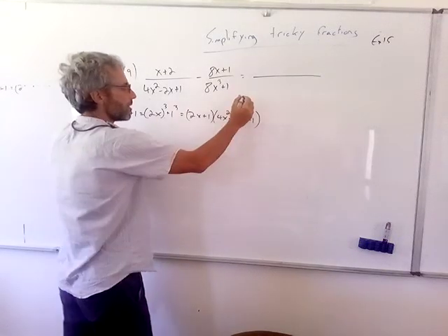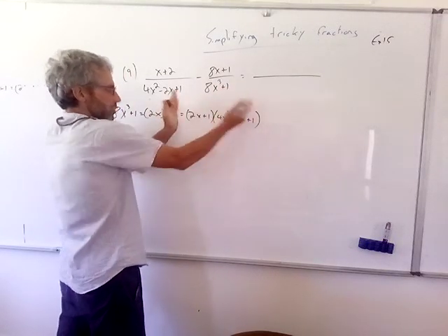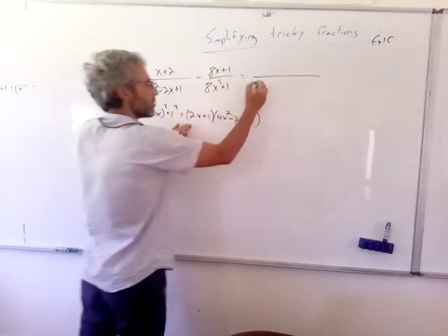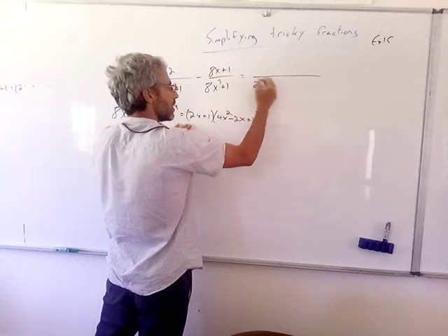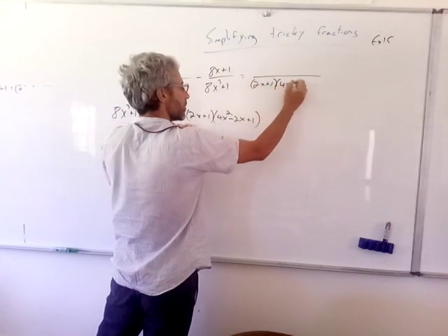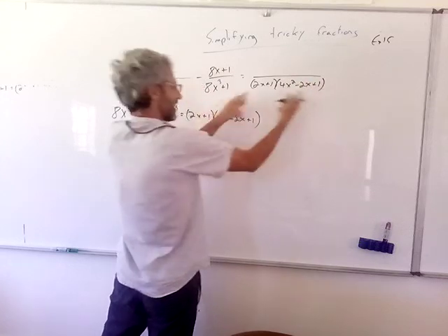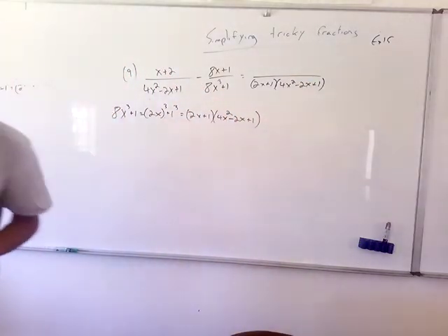So what I'm going to do now is write my lowest common denominator: this whole thing. I'm going to write that as 2x plus 1 times 4x squared minus 2x plus 1. That is the lowest common denominator. I'll just pause here. Question?